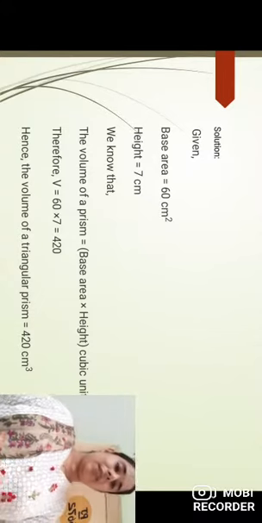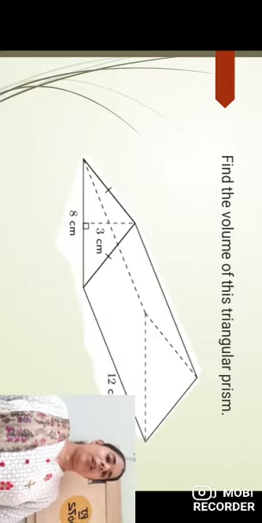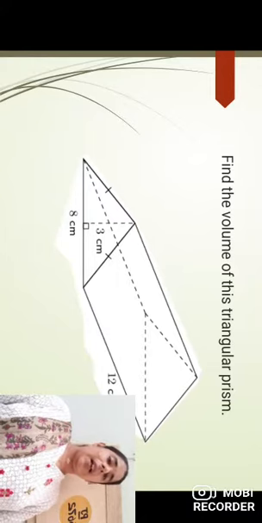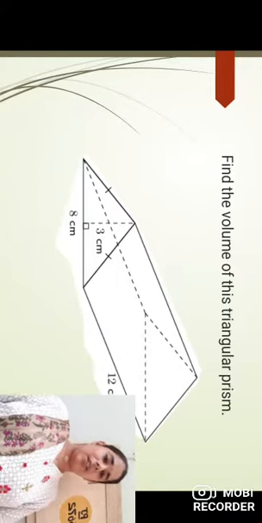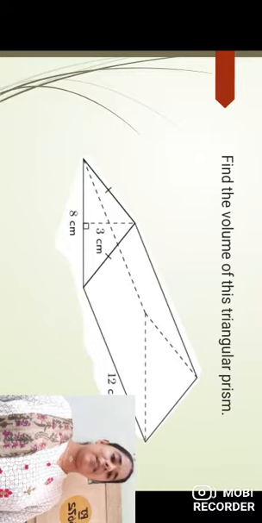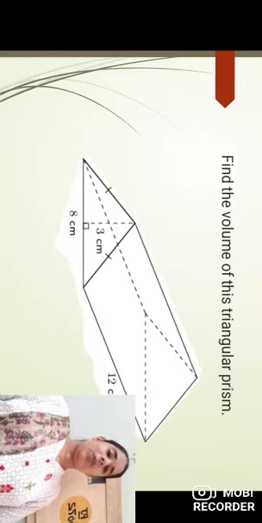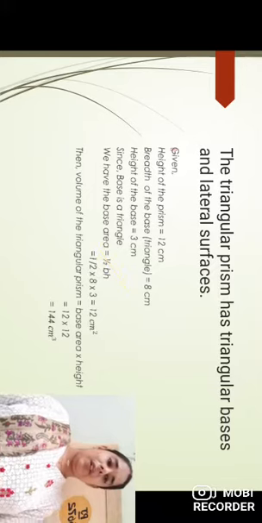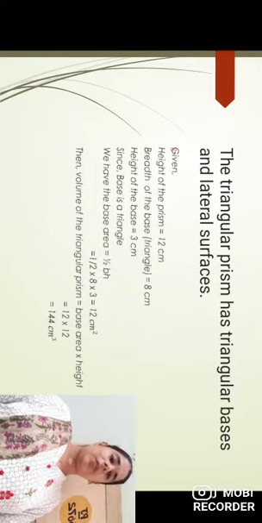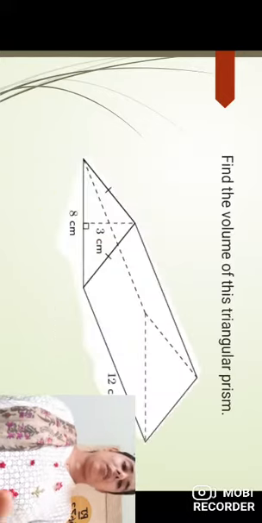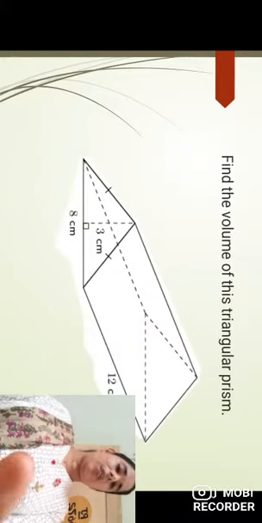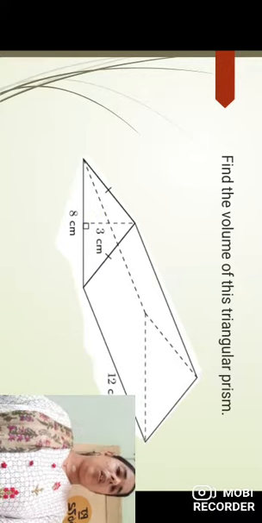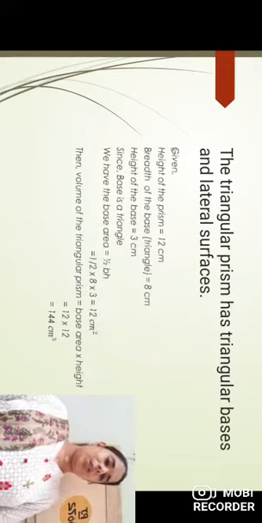Have you got the answer? Next, find the volume of this triangular prism. It has a height of 12 centimeter, and the triangle has a height of 3 centimeter and a base edge of 8 centimeter. You have to find the area of the triangle and multiply with the height. So half into base into height gives 12 centimeter square, and the prism height is 12 centimeter. So 12 into 12, 144 centimeter cube is the answer.